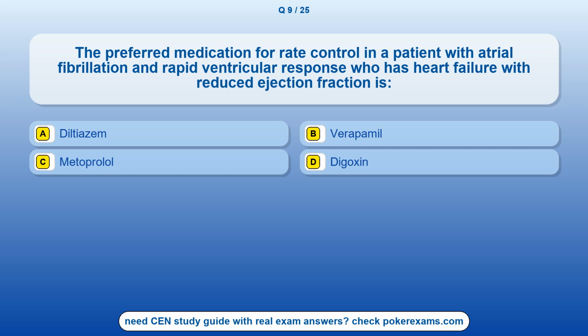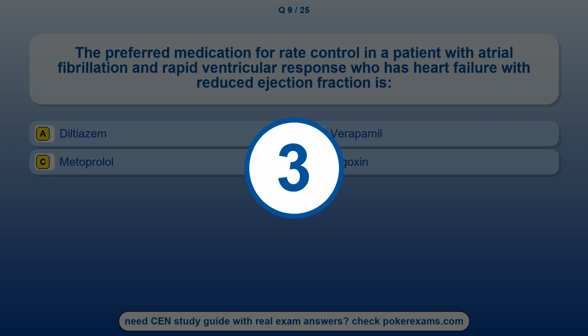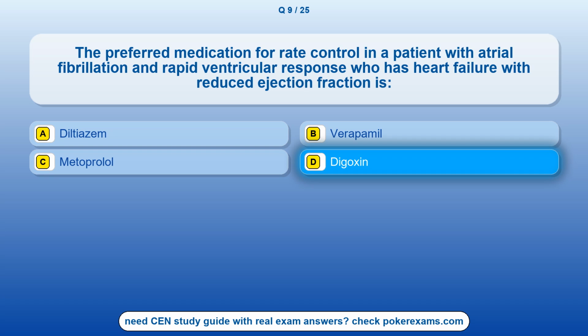Question 9. The preferred medication for rate control in a patient with atrial fibrillation and rapid ventricular response who has heart failure with reduced ejection fraction is: Option A, diltiazem. Option B, verapamil. Option C, metoprolol. Option D, digoxin. The correct answer is option D, digoxin.